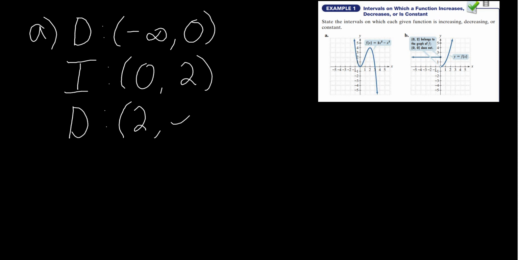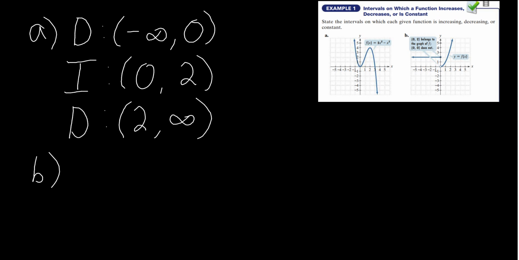And then we will also be increasing from 0 all the way to about 2, right? So from 0 to 2, we are increasing. And again, we're going to put a parentheses. And then it looks like we are decreasing again from 2 to positive infinity. Now, there's no constant. We're not constant anywhere in this graph, but it looks like for B we are.